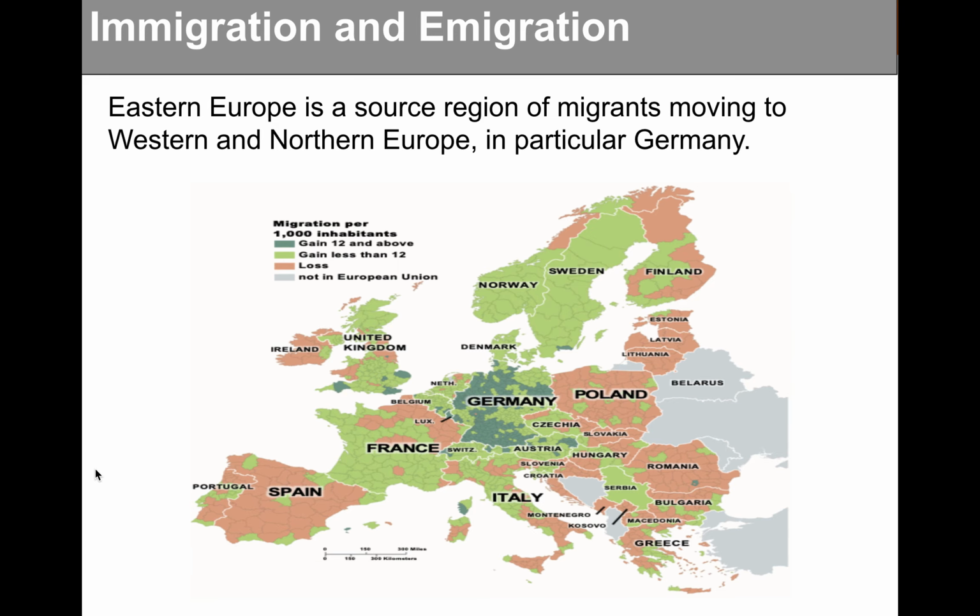Eastern Europe is a source of regional migrants moving to Western and Northern Europe, in particular Germany. We can see the migratory pattern. Those that are dark green have a net in that's the highest, net in of 12 or more per 1,000 inhabitants. When we look at those that have lost or net out, we can see the countries of Spain and Poland with other Eastern European countries, but predominantly Southern Europe and Eastern Europe would have net out, meaning they would have a negative net migration. And countries that are in the west or northern parts of Europe have a net in migration. They bring in more immigrants than emigrants that leave those countries.